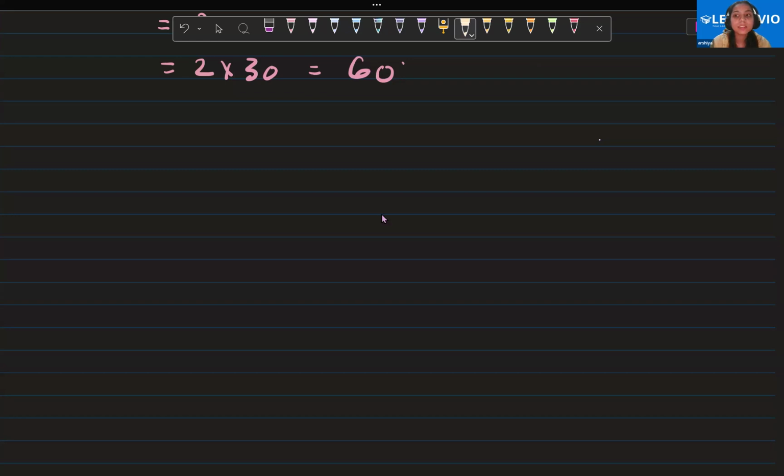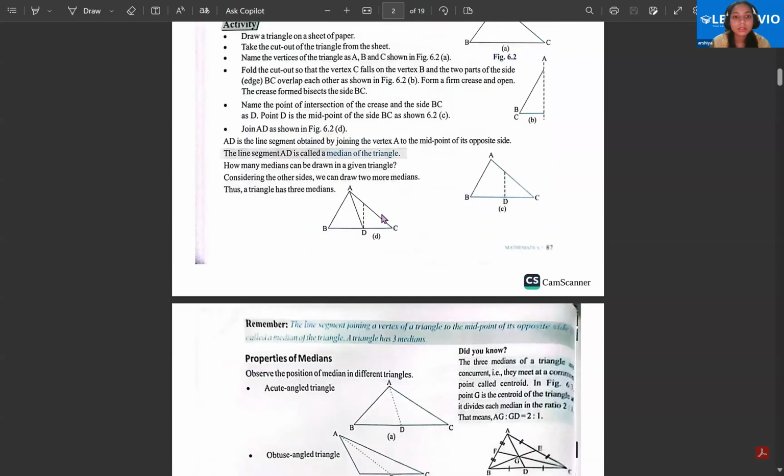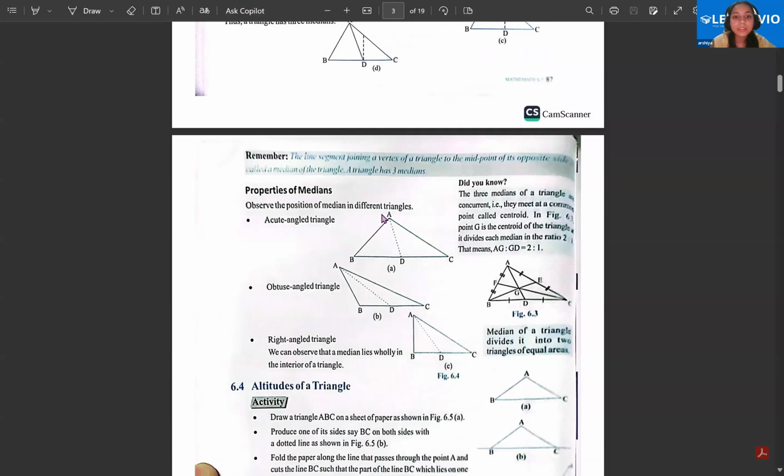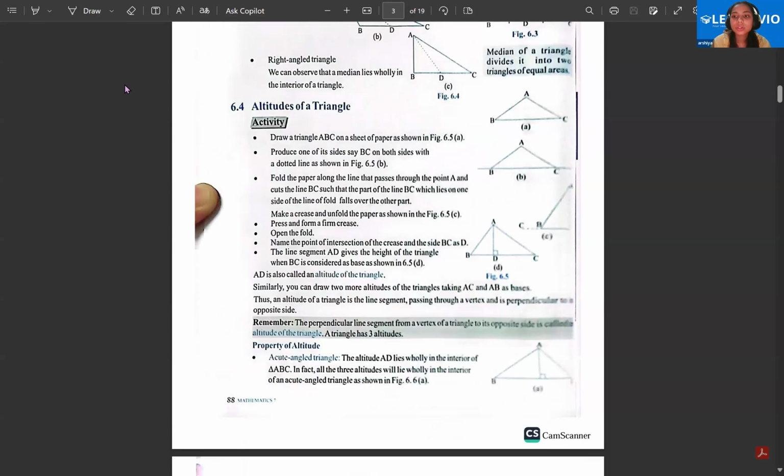Tell me once you can see. Can you see the PDF? Yes. Okay. So the first exercise was also very similar. They kind of merged the first exercise. They don't have a separate exercise for medians and altitudes. They merged it with the exterior angle one. Okay, so let's solve one question.